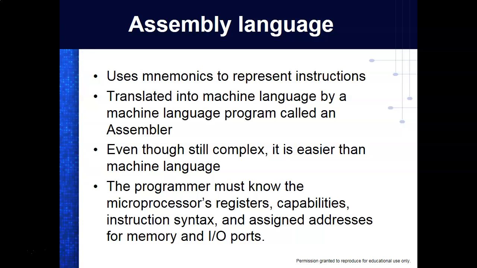Assembly language uses mnemonics to represent instructions, translated into machine language by a machine language program called an assembler. So we would take our assembly language and run it through an assembler, and it's a machine language program that would look at the ASCII codes and convert it into a machine language program. Even though still complex, it's easier than machine language. The programmer still has to know the registers, the processor's capabilities, instruction syntax, and the assigned memory addresses.